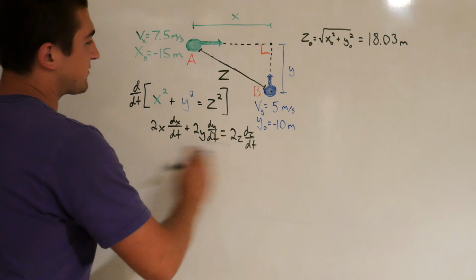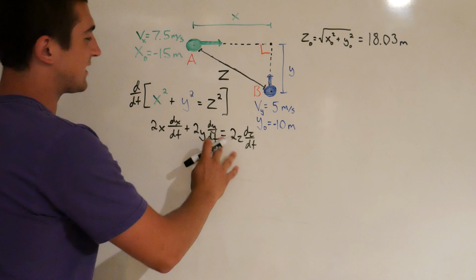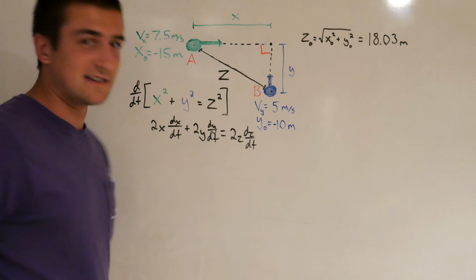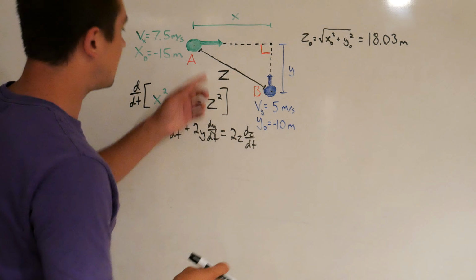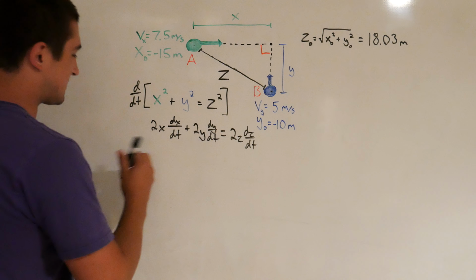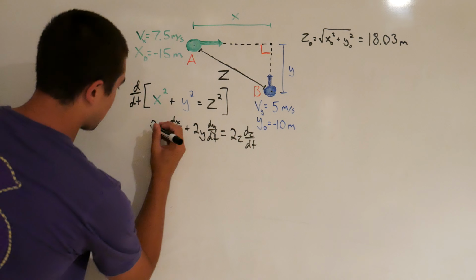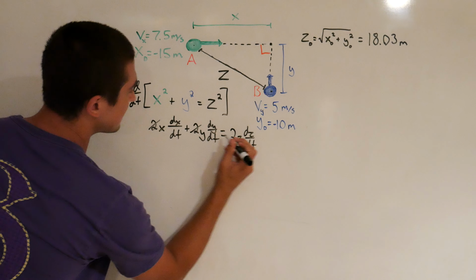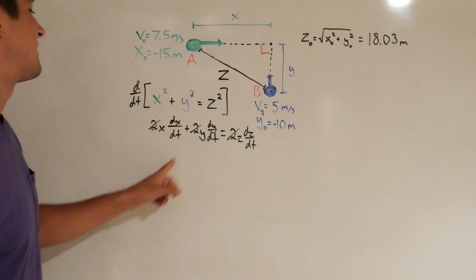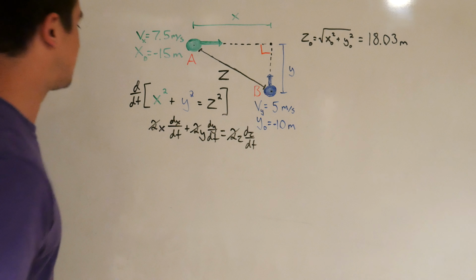So these are known values, and we can plug all of our initial values in here and solve for dz/dt, which is the rate at which z is changing. So let's do that. Actually, the first thing we can do here is cancel out all these 2's. So we just have x dx/dt plus y dy/dt equals z dz/dt.